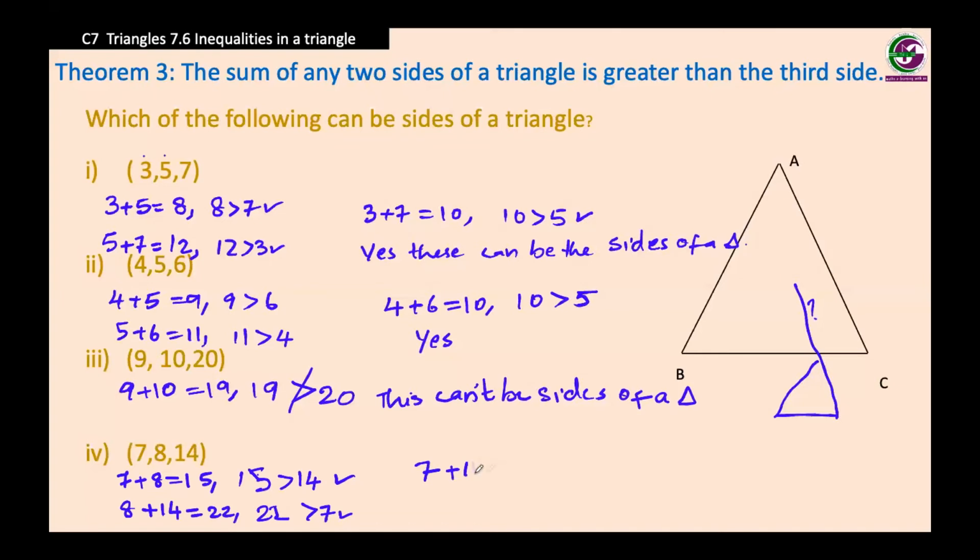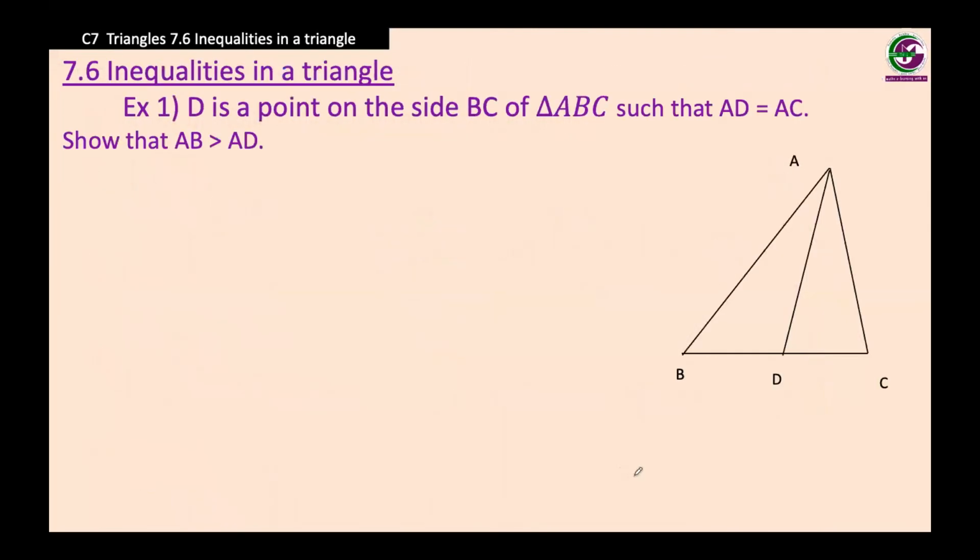Now let us take this first and last. 7 plus 14, which is 21, and 21 is greater than the other side, which is 8. All of them are possible, so this can also be the sides of a triangle. So this is really helping in our daily life to understand, can it be the sides of a triangle or not? Now time for an example.